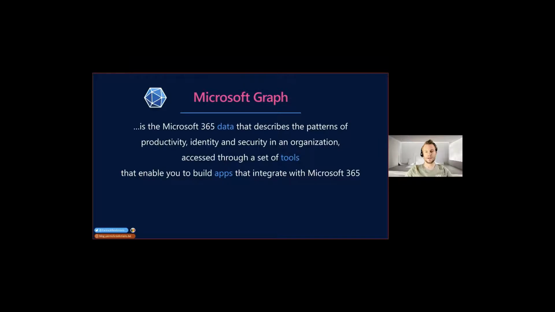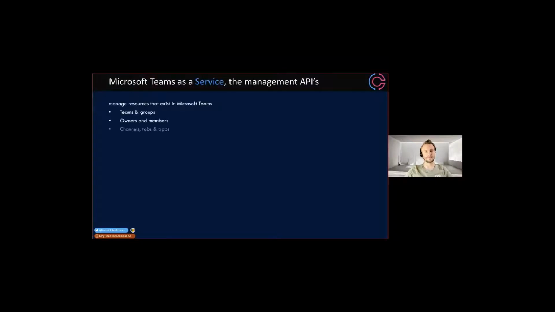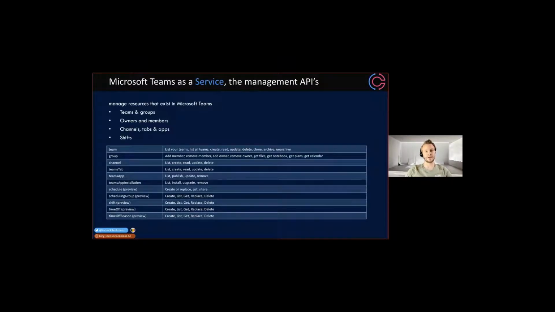Looking at the APIs that Microsoft Graph provides for Microsoft Teams, I split them up in two categories. The first one being the management APIs. The management APIs are there to manage resources that exist in Microsoft Teams. Resources in this context mean teams, groups, but also owners and members, as well as channels, tabs, and applications, and even shifts in Microsoft Shifts.